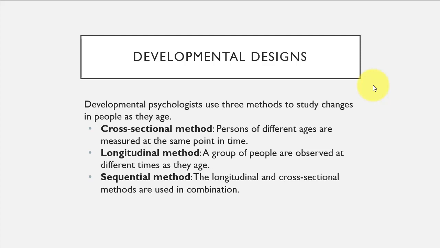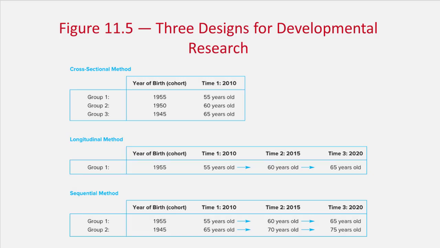So in a longitudinal method, we also are concerned with keeping the same people in the study from time to time, which can be difficult to do. So a sequential method takes both of those methods into consideration and tries to reduce the impact that each of the limitations has on it. Here's an example from the book of what a cross-sectional method might look like, what a longitudinal method might look like, and what a sequential method might look like.